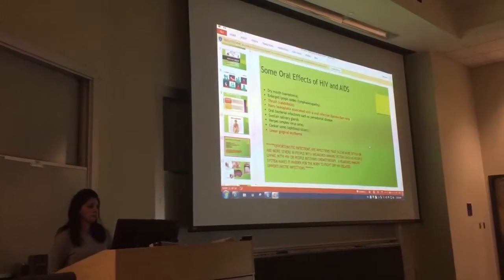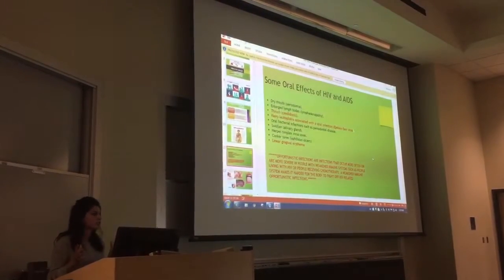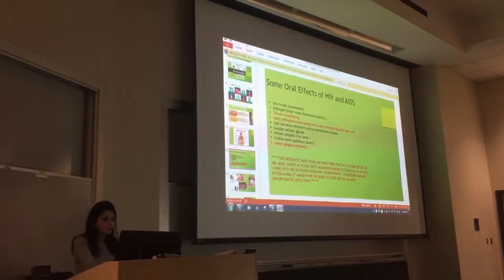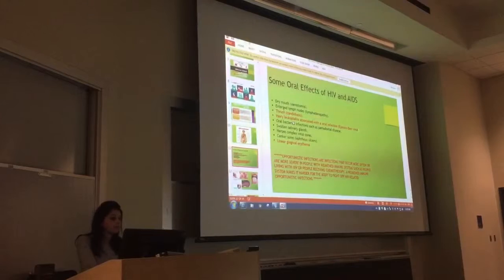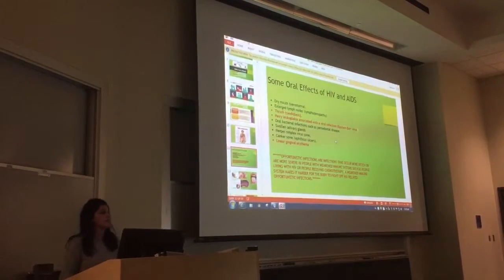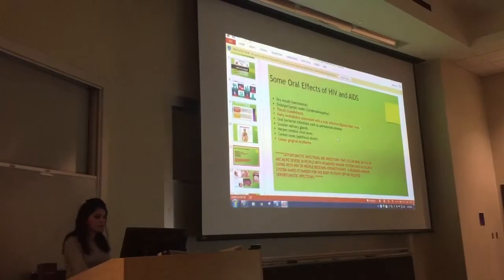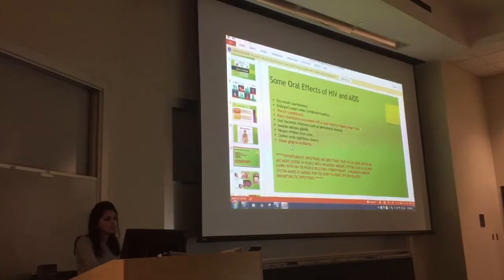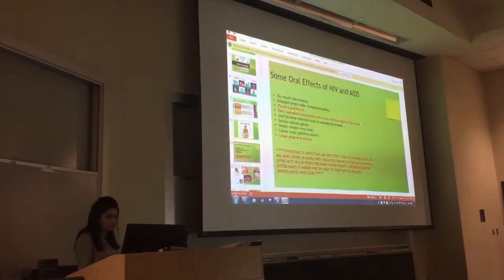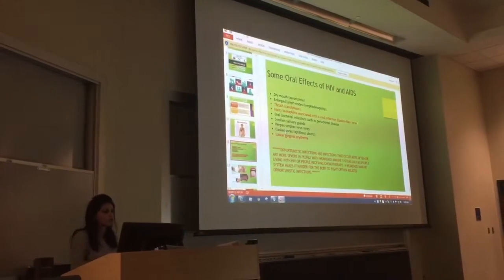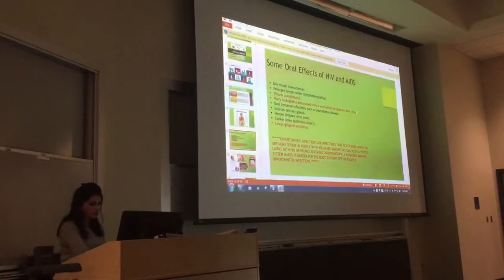Some of the oral effects of HIV and AIDS: you get dry mouth, enlarged lymph nodes, but what you need to know as a clinician is that your patient will have candidiasis, also known as thrush. You'll see hairy leukoplakia, also called the Epstein-Barr virus. And then, as Ms. Matthews mentioned, in clinic some of the students have seen a patient with linear gingival erythema, so you can also see that in a patient, as well as canker sores. The herpes simplex virus is also a common oral effect of it.